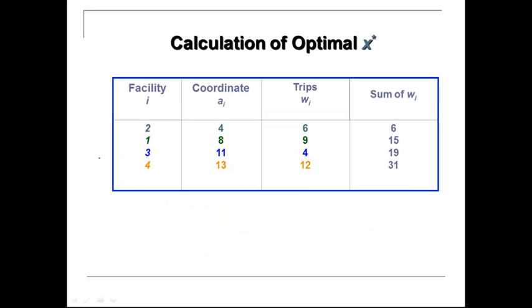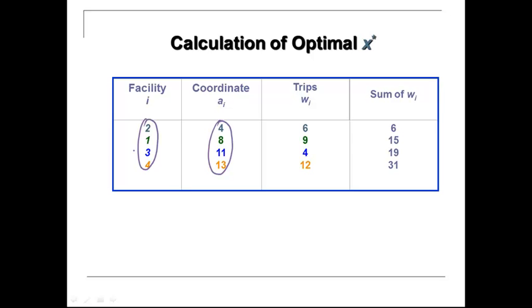So first, for calculating the optimal x, or the coordinate for the new facility in terms of x, we arrange the facilities in terms of the ai values. Again, these have to go in increasing order: 4, 8, 11, and 13. That puts facilities in this order. The first facility is 2, the second one is 1, the third one is 3, and the fourth is number 4. So again, this order is coming after arranging those in terms of increasing order of the ai value.